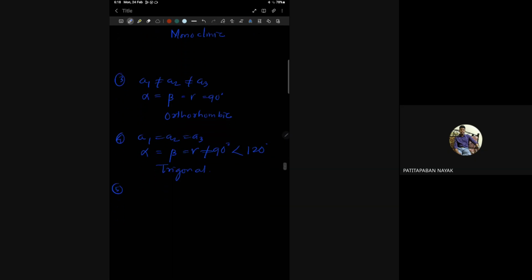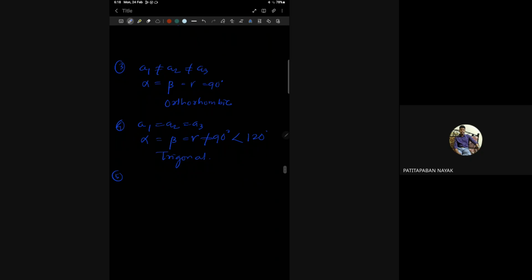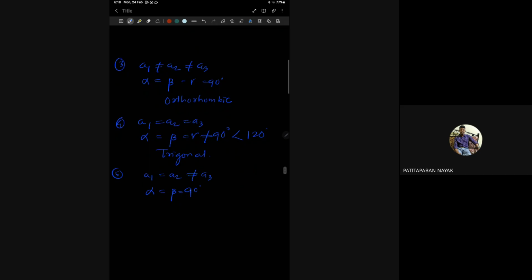Number 5 would be A1 is equal to A2, not equal to A3. And alpha is equal to beta, 90 degree. And gamma not equal to 120 degree. Gamma could be any angle, but gamma not equal to 120 degree. This is called hexagonal.